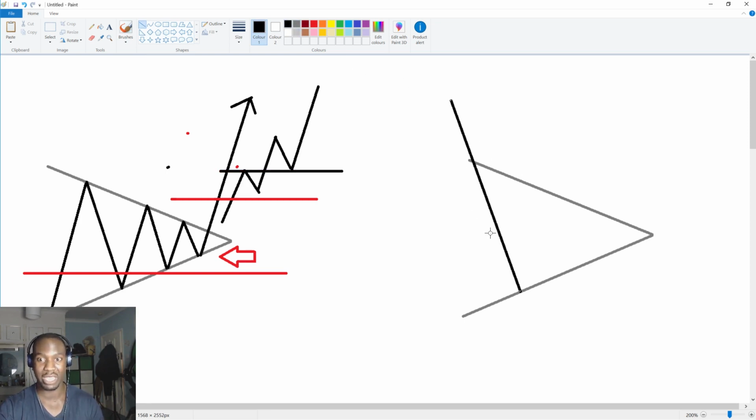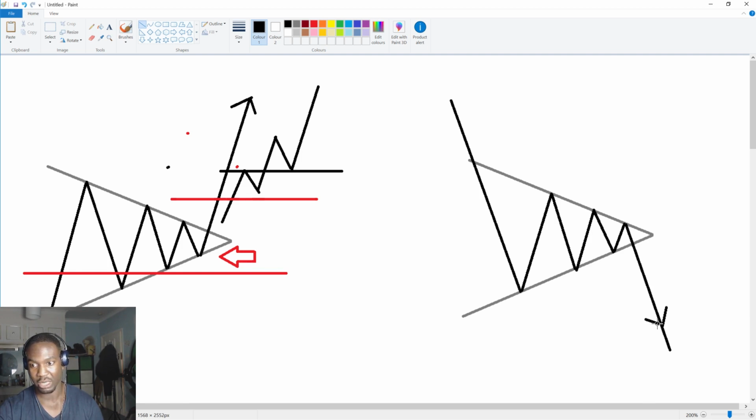So price will be falling into this position, and then once again it will be making lower highs and higher lows. So you'll see it go like that, like that, like that. And as it converges once again into a single point, it will break out to the downside.